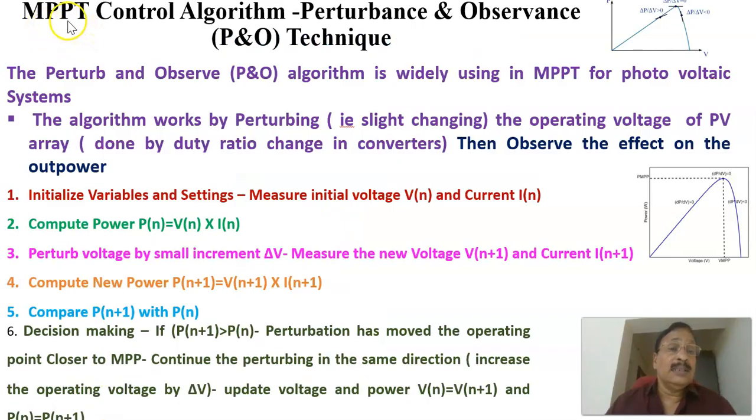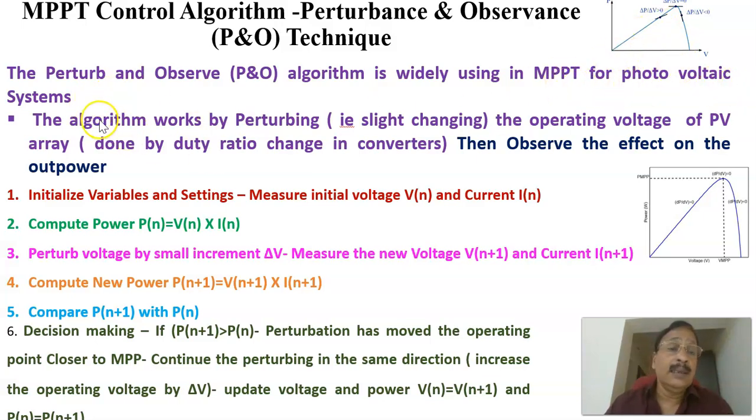Now let us see the maximum power point tracking control algorithm. The widely used one is called the perturb and observe, P&O, algorithm. The P&O technique is widely used in MPPT control for photovoltaic systems.